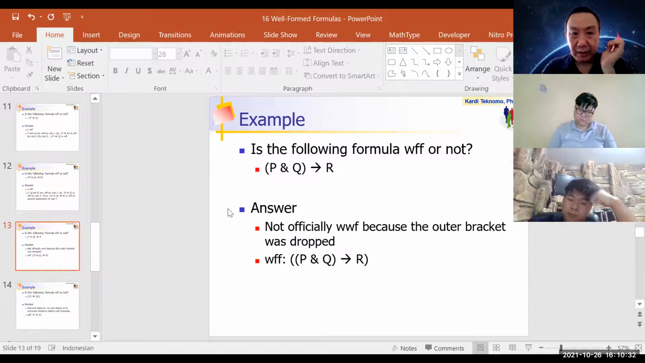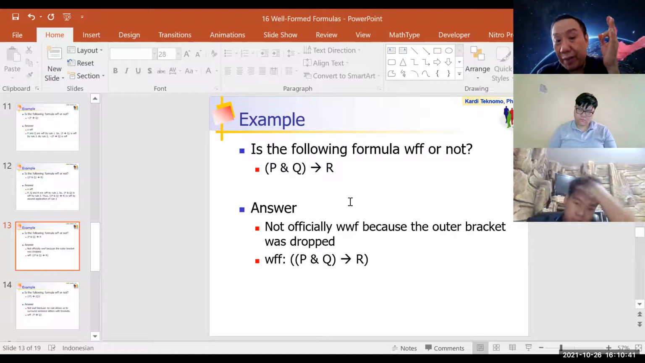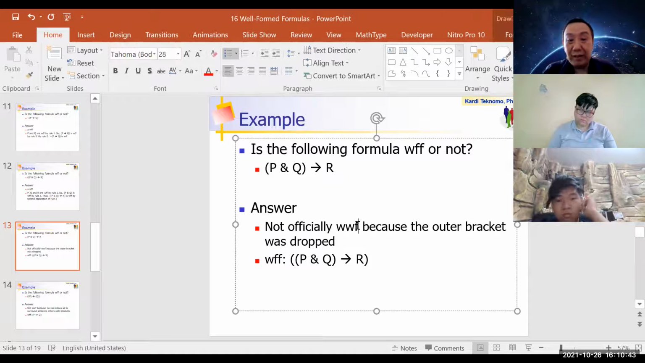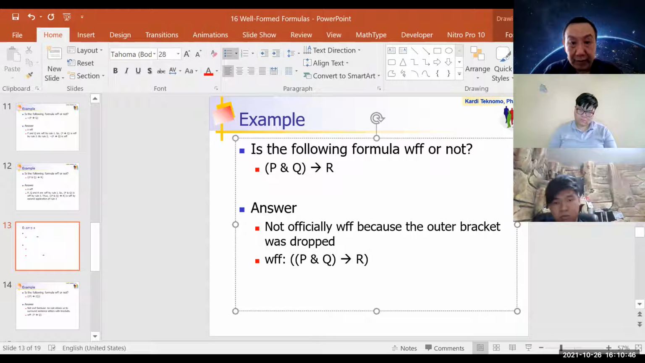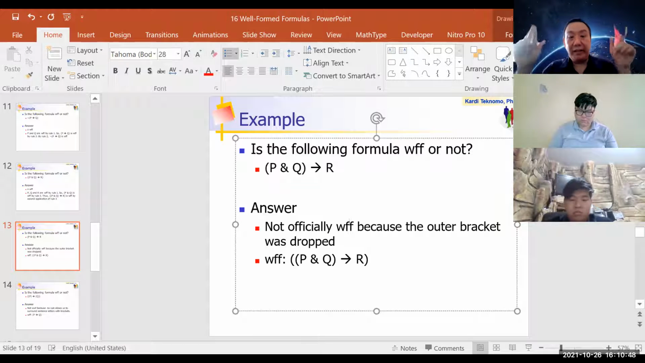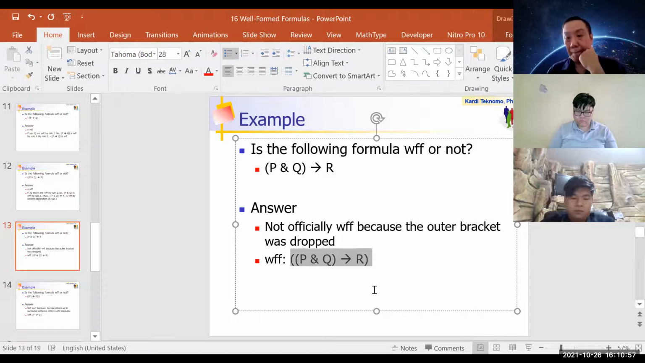Next, how about this one? WFF or not? P, Q, and R are WFF by rule 1, but the problem is the outer bracket. The outer bracket is dropped. So this is unofficially a WFF. Officially, you must do it this way, with two brackets. Is this clear?